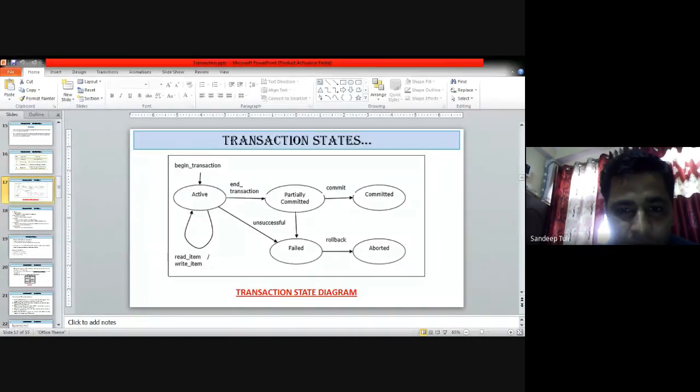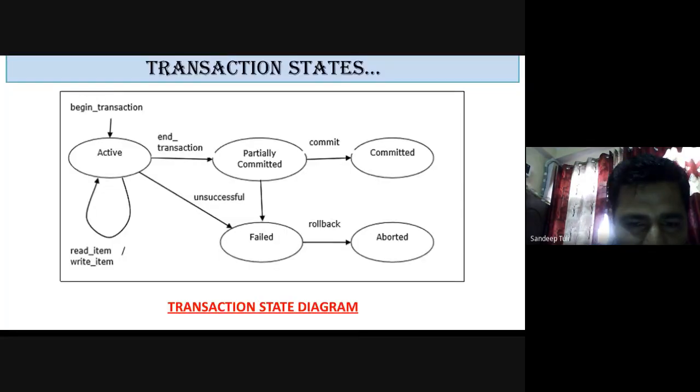Now we are coming to the next topic, that is transaction states. I think you are able to see this particular diagram. In this diagram you can see the various states of the transaction. There are 5 states actually, shown in the ellipses. The states are active, partially committed, committed, failed, and aborted.